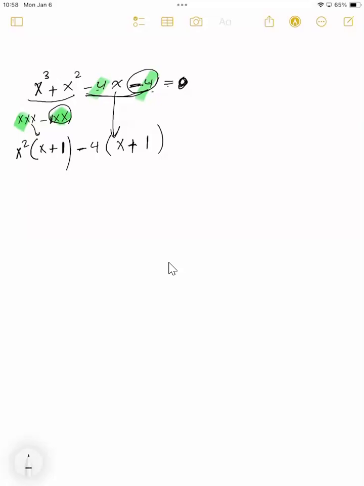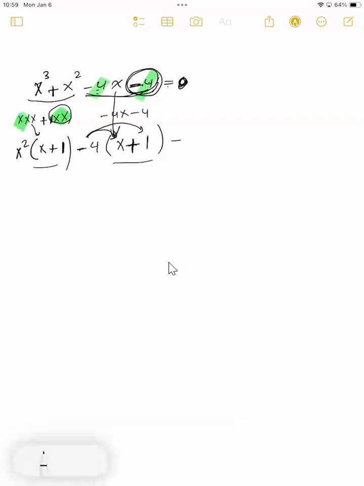So I want to make the problem so that these two parentheses are identical. So this must be a plus here. So anyways, I factor the -4. When I factor this -4, I'm left with +1. Because -4 times x gives me -4x, and -4 times 1 gives me -4. So always check your work to make sure you haven't made a mistake in your signs.